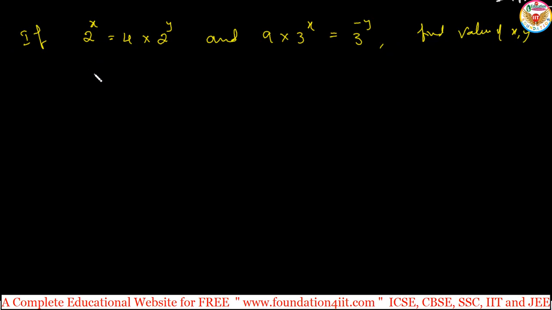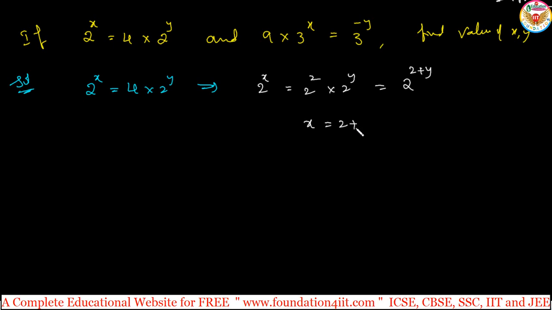So the first one, that is 2 to the power x is equal to 4 into 2 to the power y. From this, the solution part, 2 to the power x is equal to 4, we can write 2 square into 2 to the power y. That equals 2 to the power 2 plus y. So base is equal now, so x is equal to 2 plus y. Let it be equation 1.